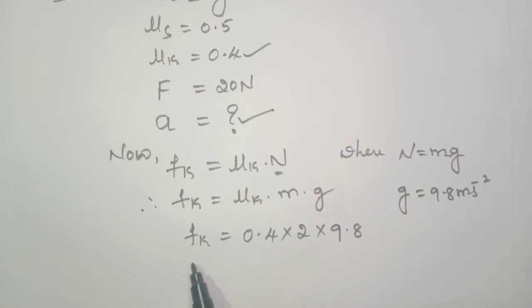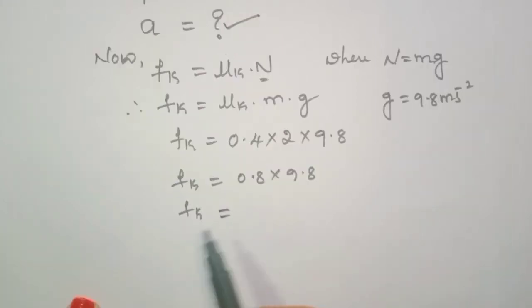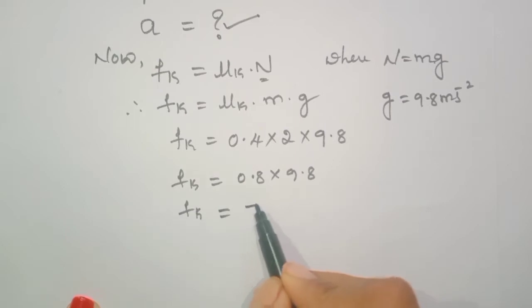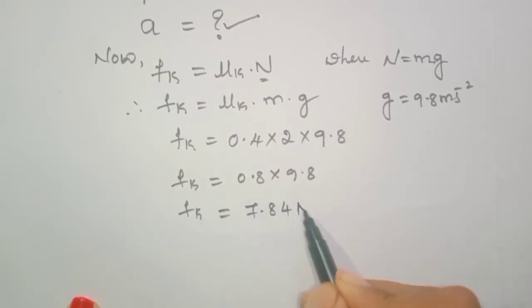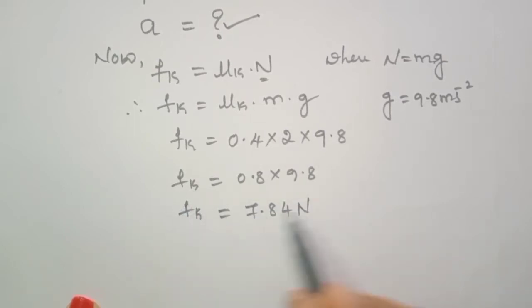Now we will multiply all these terms. Fk is equal to 0.4 into 2. What is 0.4 into 2? That is 0.8 into 9.8. That's what we have written. Now again we will multiply these two terms. So we get Fk is equal to 7.84 Newton. Is it clear? So this is the value of kinetic friction.